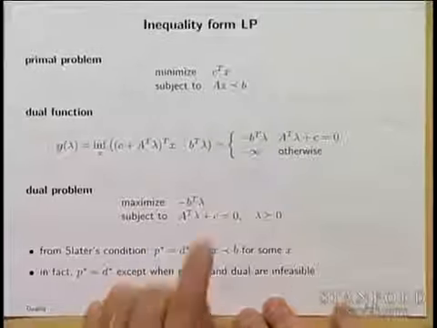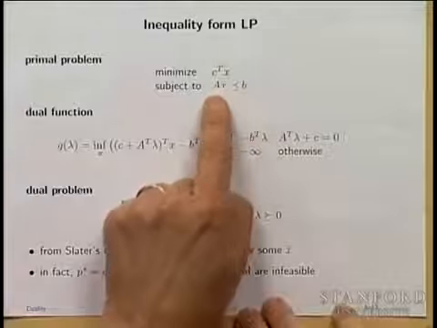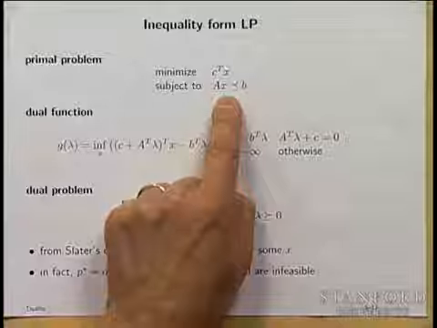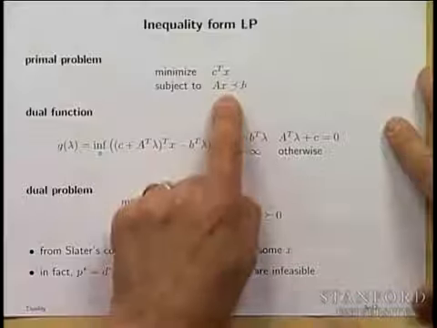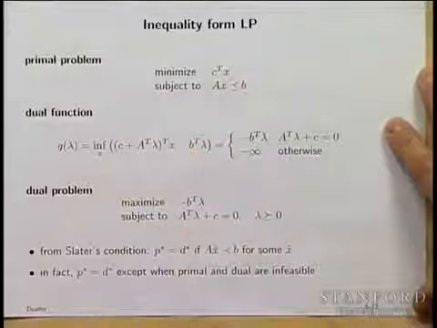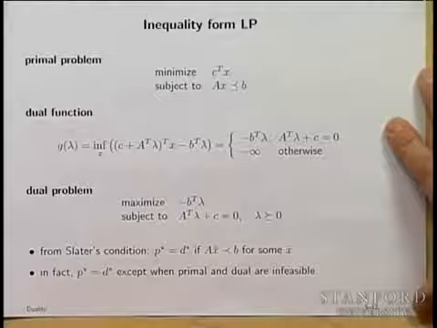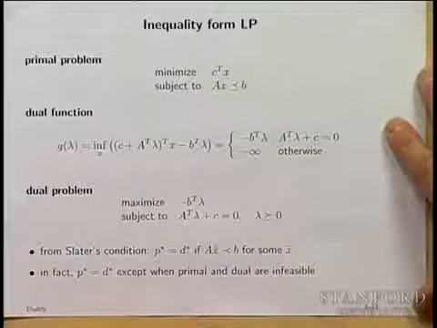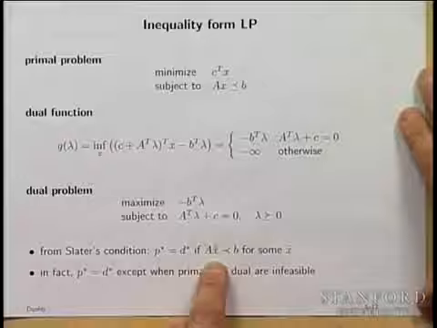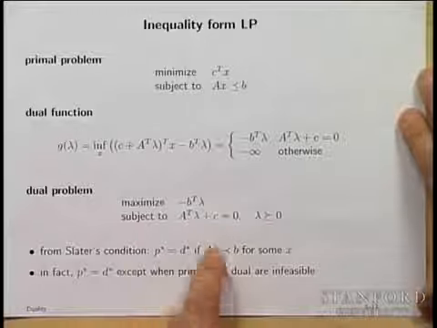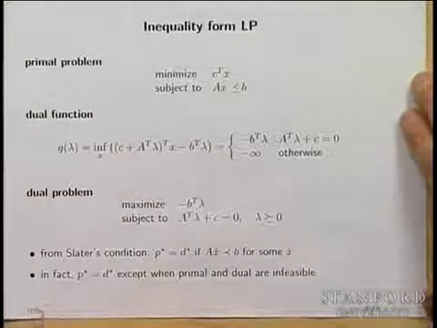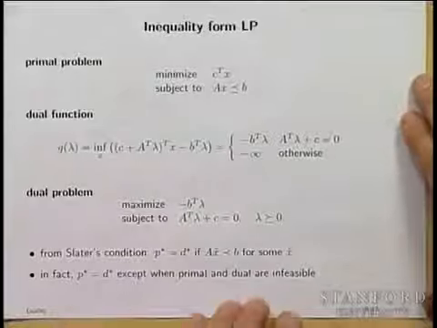Now, Slater's condition says that if the feasible set, which here is a polyhedron, and by the way, one possibility is the feasible set could be empty, which is in fact a polyhedron. What Slater's condition says geometrically is very simple. It says if that polyhedron has non-empty interior, meaning there's an interior point, then you have strong duality. So you have P star equals D star. So that's the picture.